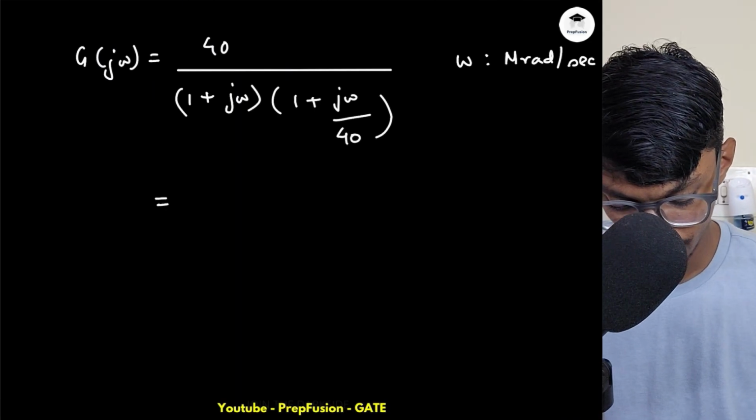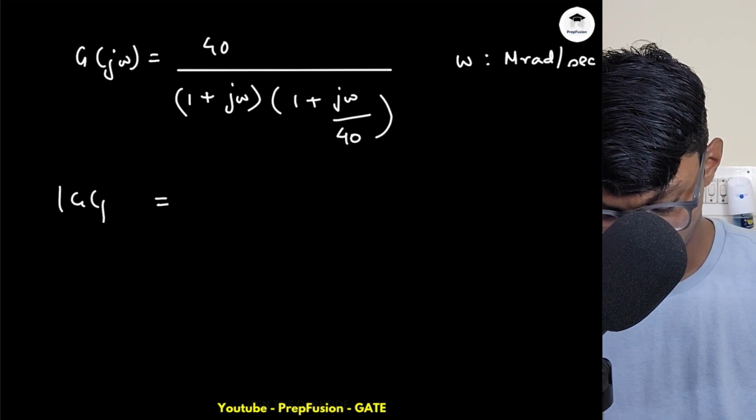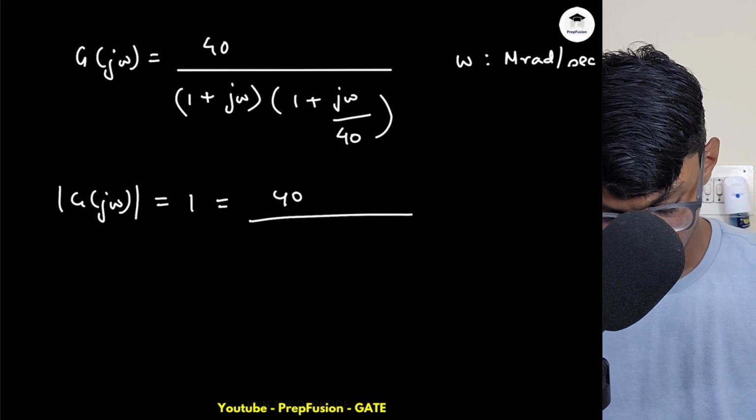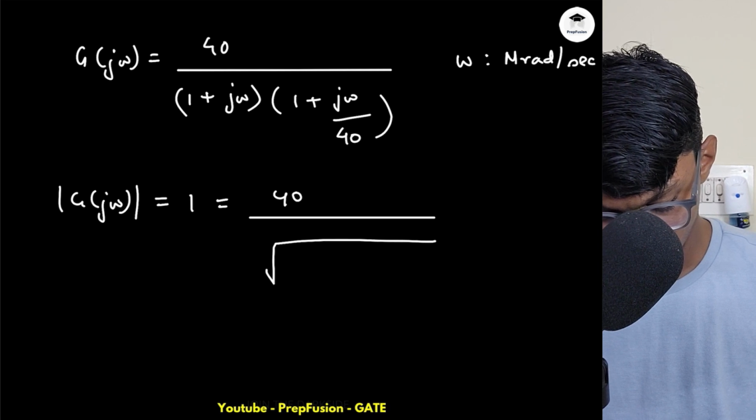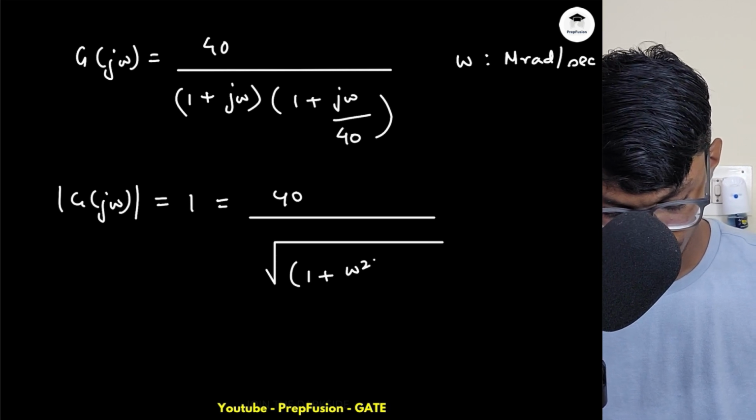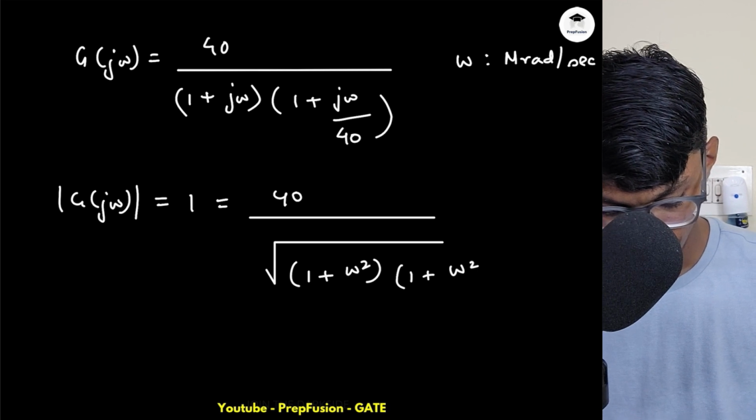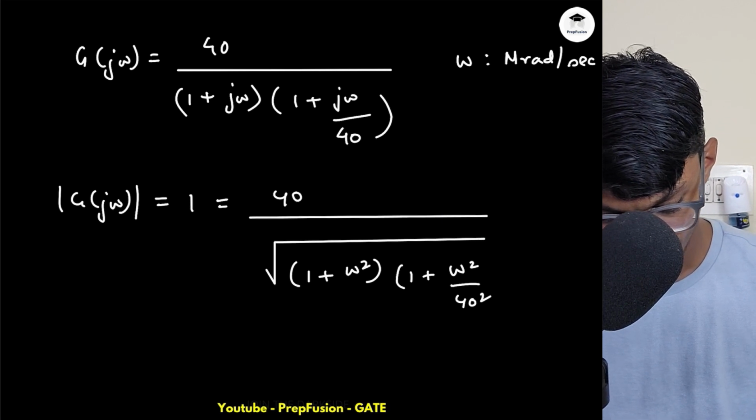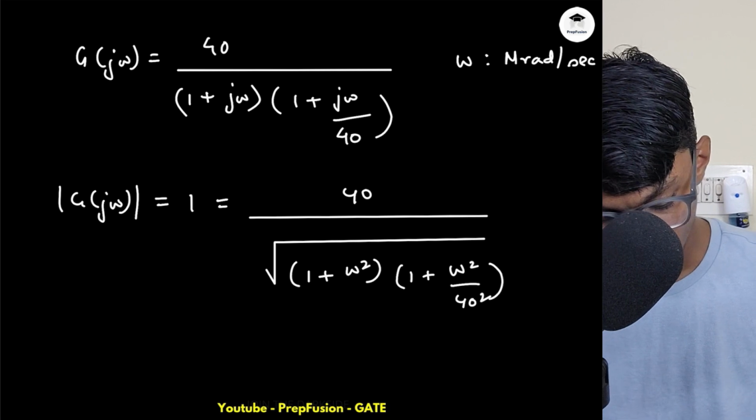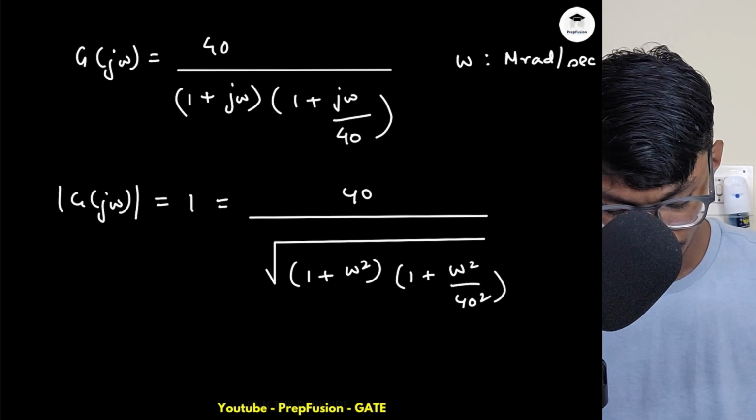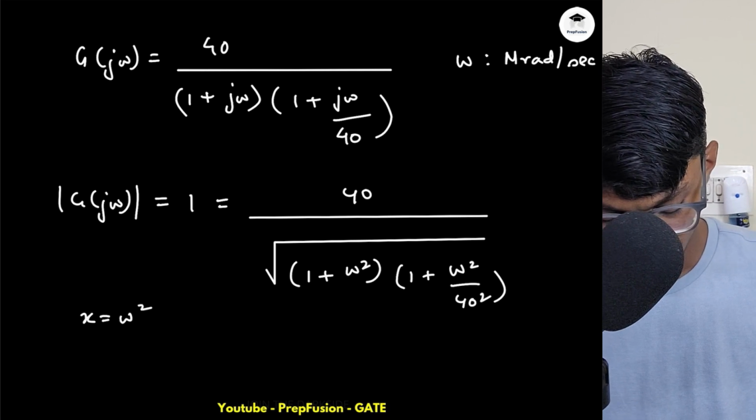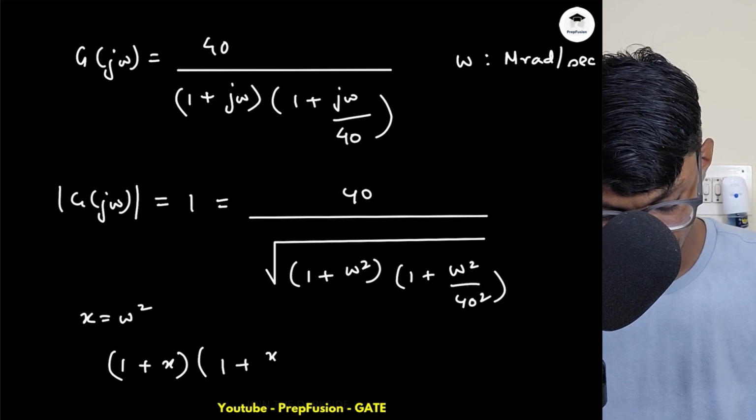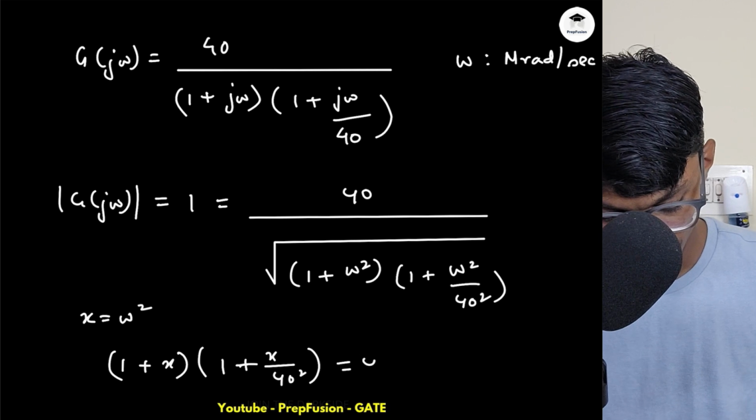Now if I want to compute the magnitude and equate it with 1, this will be 40 by 1 plus omega square, 1 plus omega square by 40 square. So obviously I will again assume x equals omega square, so this will become 1 plus x into 1 plus x divided by 40 square equals 40 square.